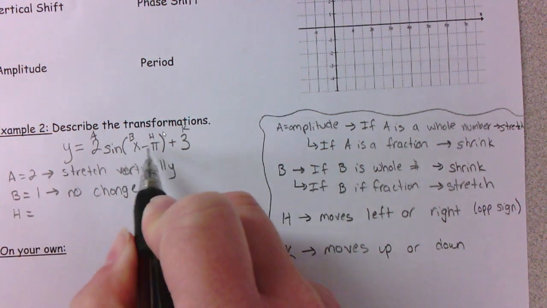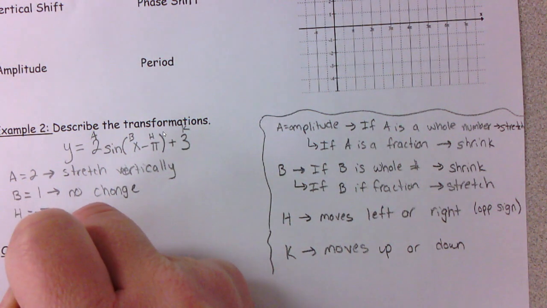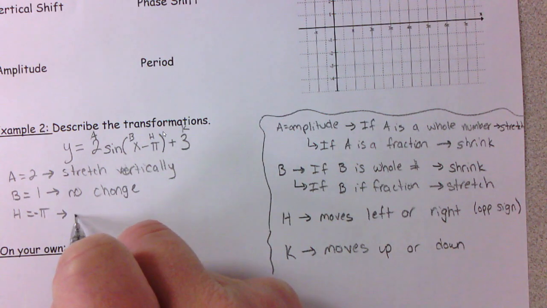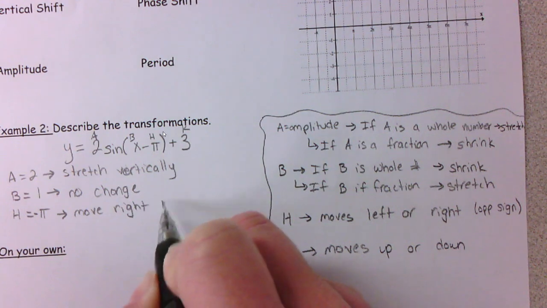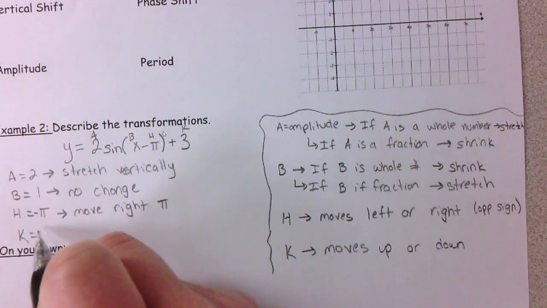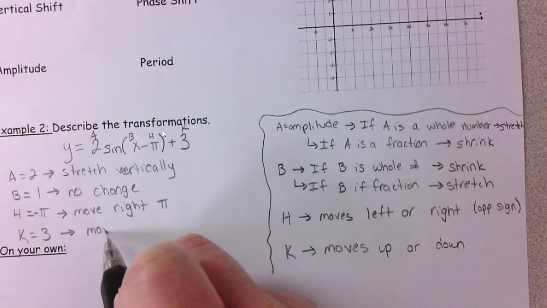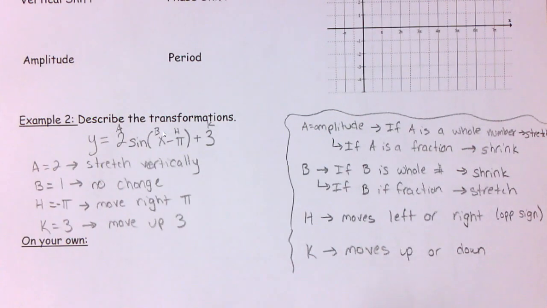H is going to be pi. Or H is negative pi. So we move opposite, so we move right pi. And then k is positive 3, so we move up 3. Okay, so we just kind of go through, list them all. If there's no change, we'll put no change. Otherwise, it's affecting the graph. So we're essentially analyzing the graph like we would graph it, but I'm just going to state how everything's moving.